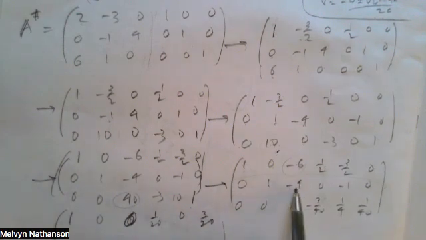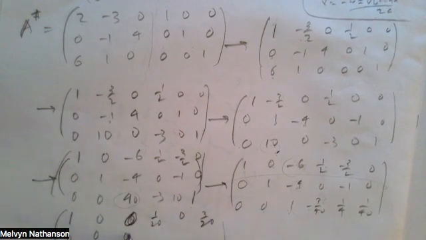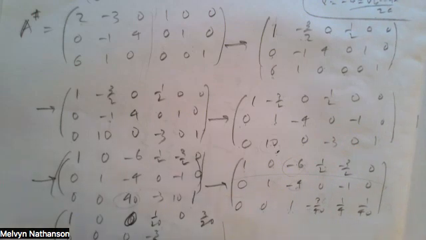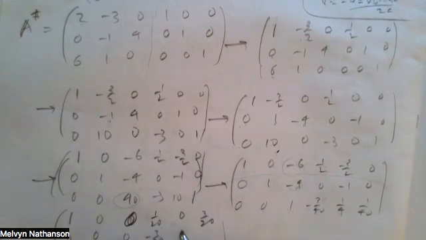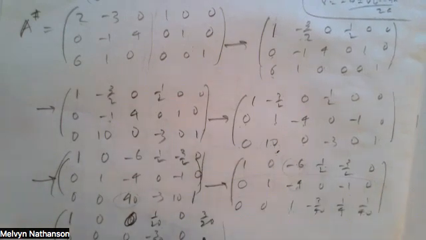And I want to get a 0 here, so I multiply the third row by 4 and add to the second row. 0 plus 0 is 0. 0 plus 1 is 1. 4 minus 4 is 0. Minus 3/40 times 4 is minus 3/20. 1/4 times 4 is 1. Minus 1 is 0. 1/40 times 4 is 1/10.